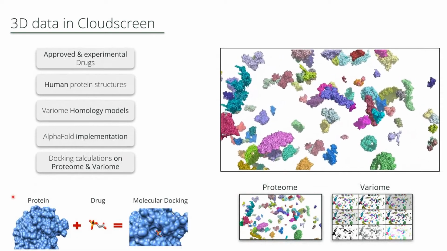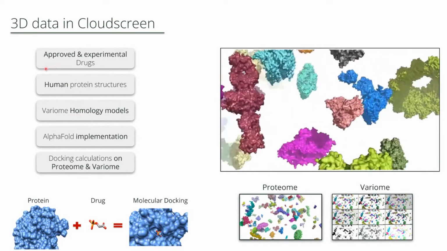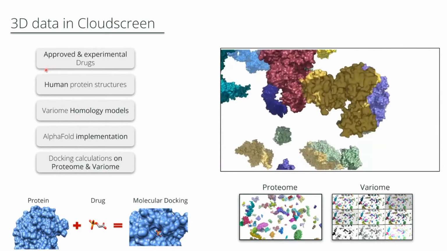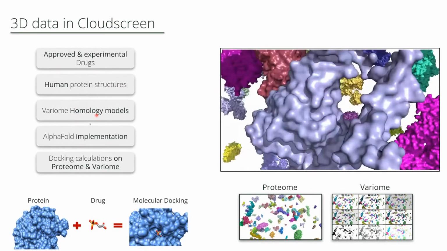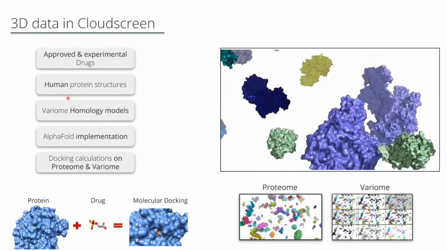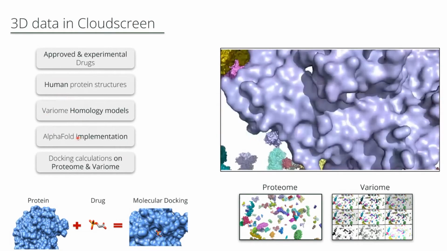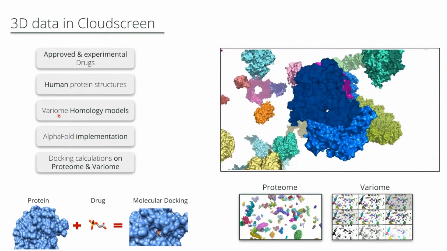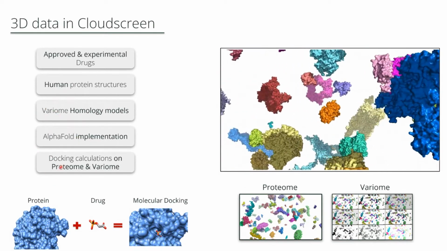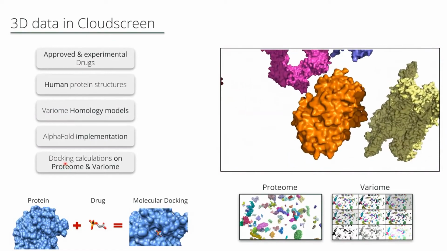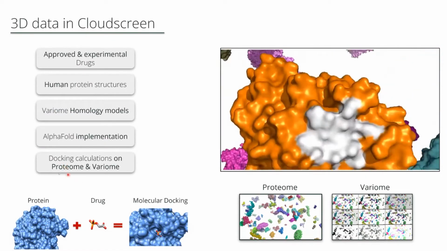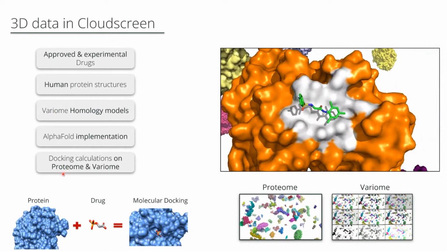3D structural data include the structure of approved and experimental drugs, the experimentally known structures of human proteins, homology models of missense mutations of proteins forming the human variome, AlphaFold models with high confidence allowing us to explore the human protein, and molecular docking calculations of the approved and experimental drugs upon the proteome and the variome, allowing us to map the interactions between drugs and proteins.